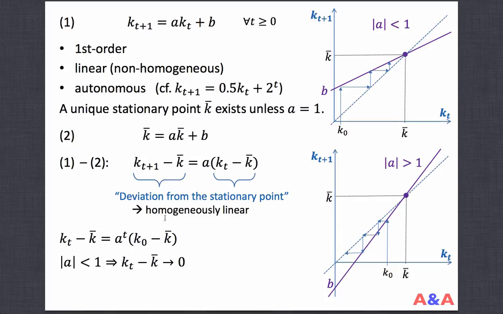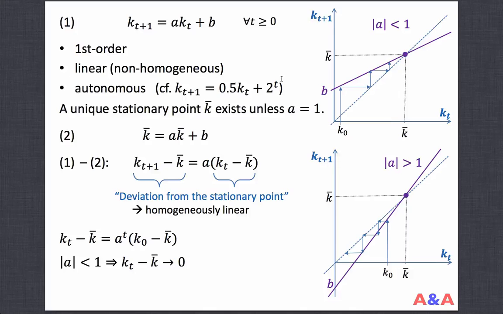Once you get this expression, you can understand the dynamics of this system. If A is smaller than 1 in absolute value, then k_t minus k-bar will become smaller and smaller, and it will eventually converge to 0. In other words, k_t will eventually converge to the stationary point k-bar. In contrast, if A is larger than 1 in absolute value, then k_t minus k-bar will diverge, either to plus infinity or minus infinity. In other words, k_t will move farther and farther away from the stationary point k-bar.